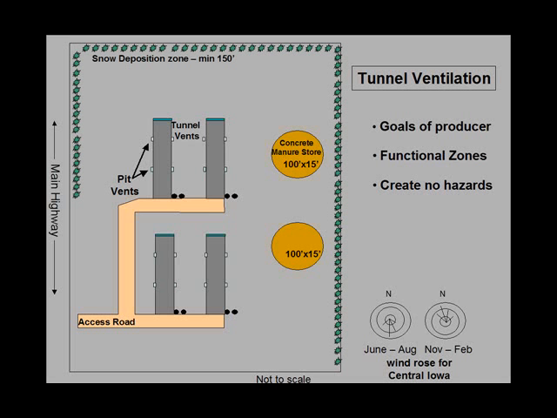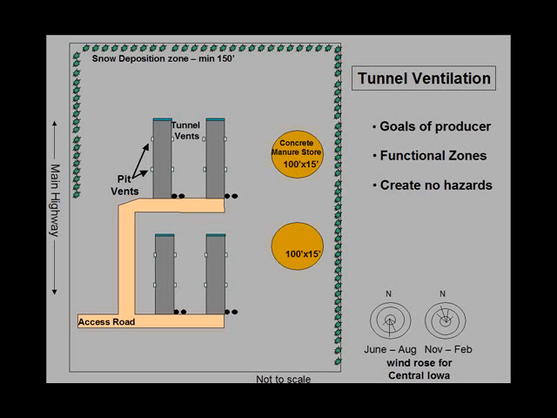Again, what are the goals of the producer? Maybe visual screening is a big deal, so you want to have a single row, maybe going all the way around the facility. Maybe you want to have maximum filtration, so you can have different kinds of systems here that are designed specifically to deal with what's being ventilated from the buildings.